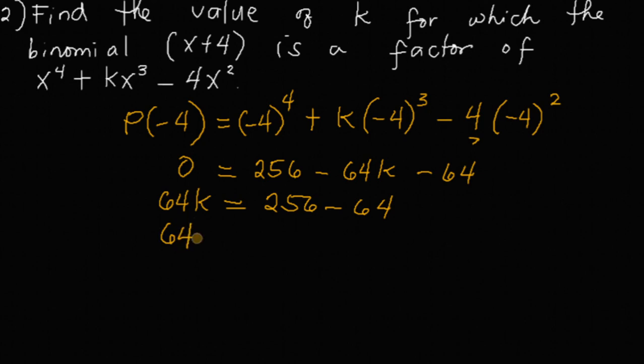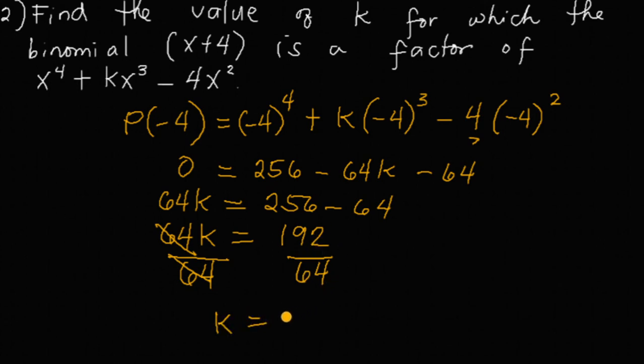Now, 256 minus 64, that is equal to 192. Tama? 192. And using multiplication property of equality, we divide both sides by 64. Okay? So, this will be equal to 1. So, tanggal na yon, k na lang. And 192 divided by 64 is 3. Therefore, the value of k is equal to 3. Okay? Now, let us have another example.